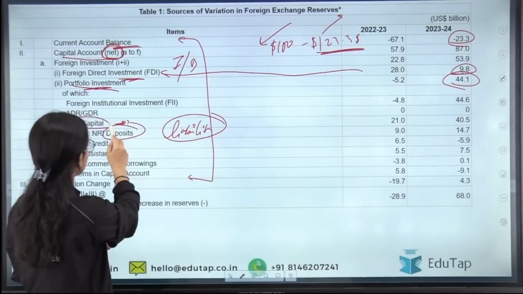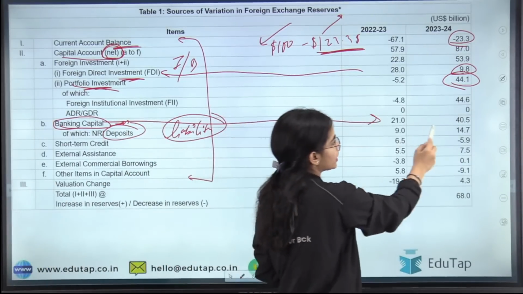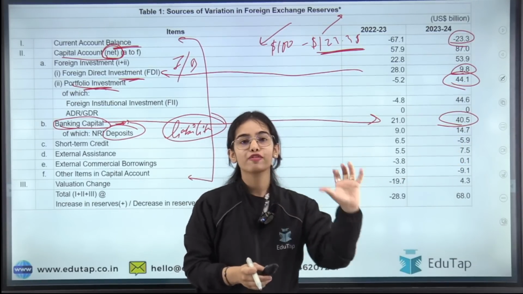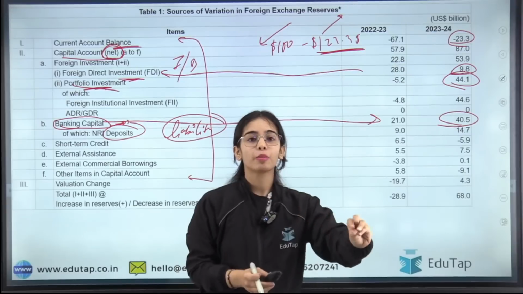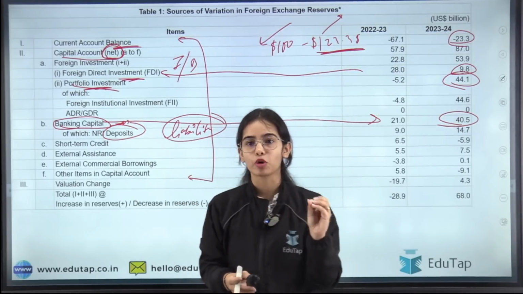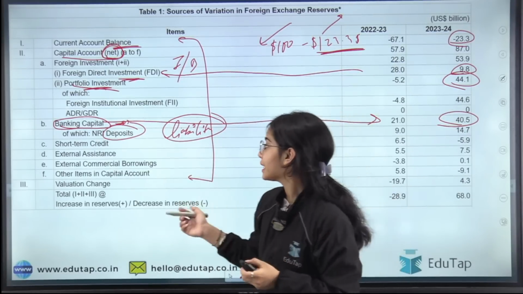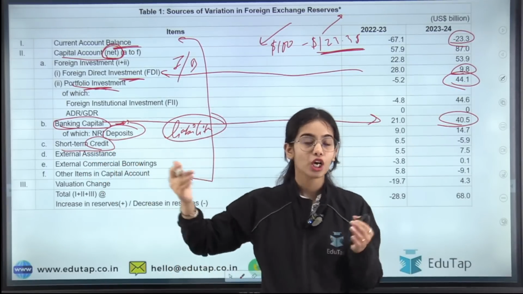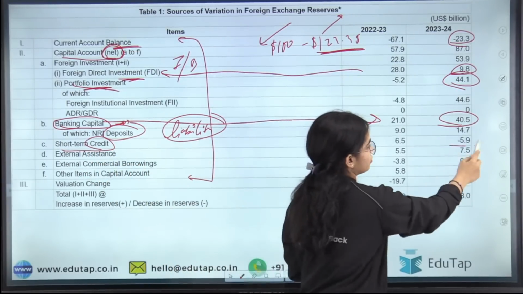But how much is the banking capital? The banking capital is $40.5 billion, as these are the deposits that have flown into our country. The foreigners are depositing in our country, the NRIs are depositing in our country. Okay. Then there is the short-term credit that we have taken minus how much we have paid. So this is in negative.